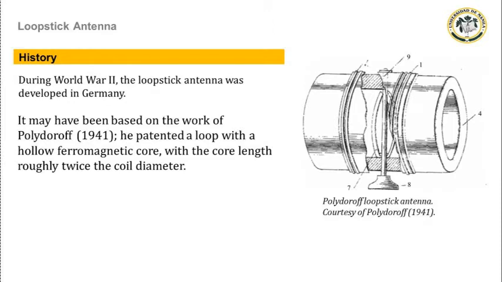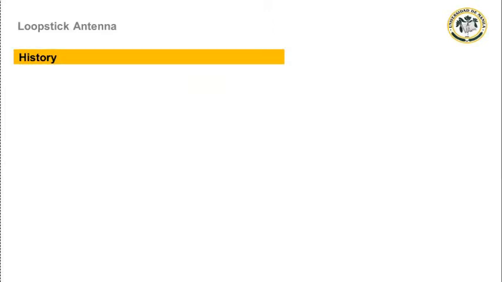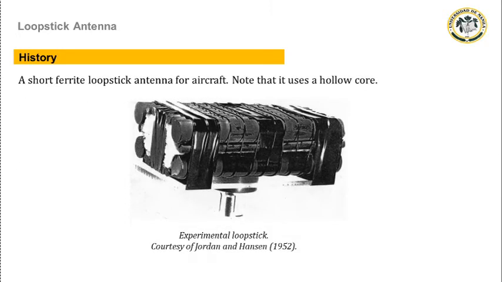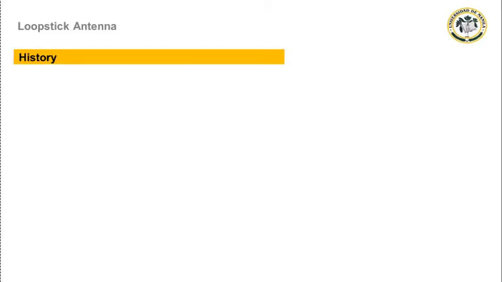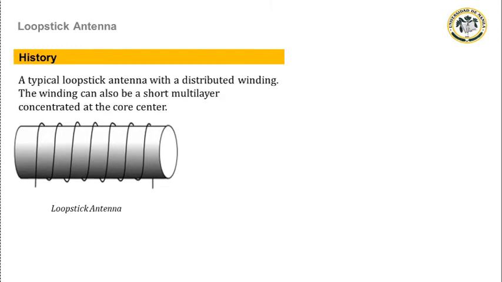This is an example of a Polydorov loopstick antenna. A short ferrite loopstick antenna for aircraft. Note that it uses a hollow core. This Antenna Lab ferrite loopstick was apparently the first. Of course, they are now widely used in portable electronic devices. A typical loopstick antenna with a distributed winding. The winding can also be short, multilayer, concentrated at the core center.